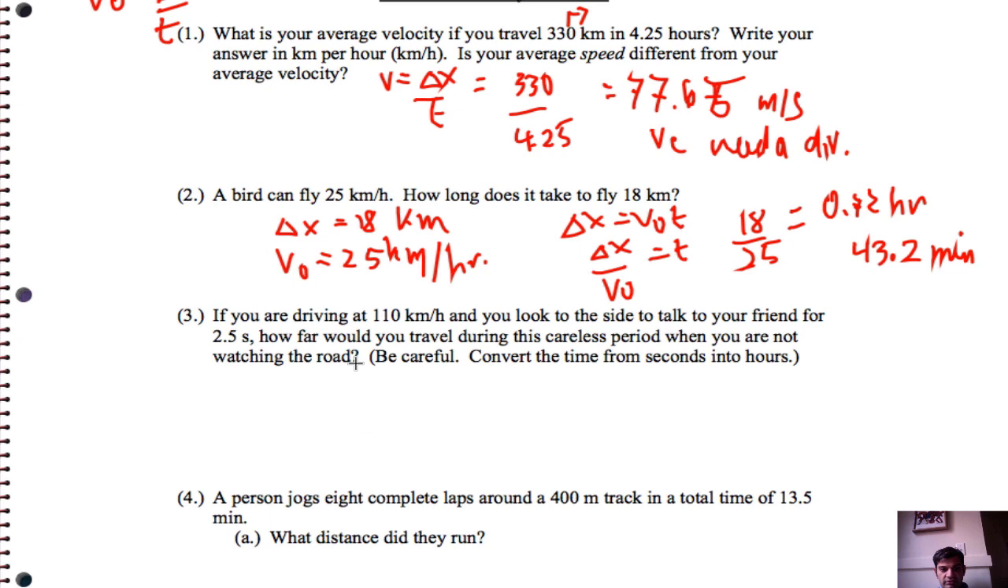So let's see. You are driving at 110 kilometers an hour, and you look to the side of the road to talk to a friend for 2.5 seconds. How far would you travel during this careless period? So we're going to convert the time from seconds into hours. Let's be very clear here what's going on. We have a v naught, which is 110 kilometers per hour, and we have a time, which is 2.5 seconds.